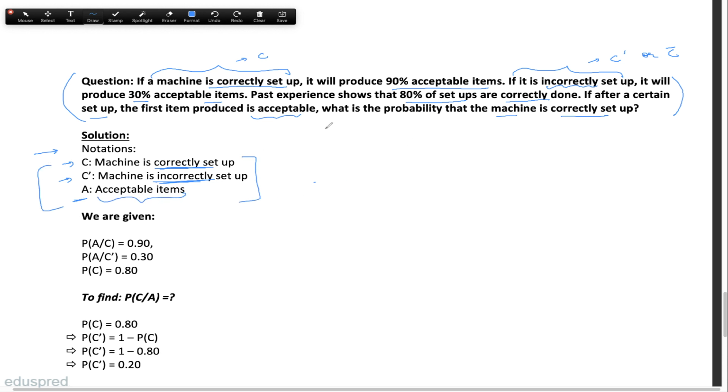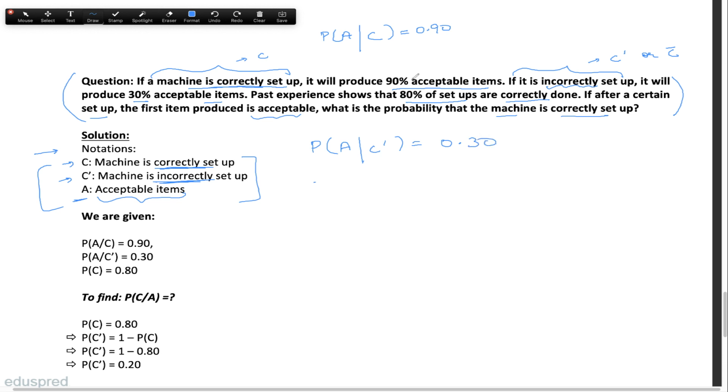Now let's see what information is given to us. If a machine is correctly set up, it will produce 90% acceptable items. That means if the setup is right, then it will produce 90% acceptable items. So the probability of producing acceptable items, given that the machine is correctly set up, is equal to 0.90. And then if it is incorrectly set up, it will produce 30% acceptable items. That means the probability of producing acceptable items, given that the machine is incorrectly set up, and the notation for incorrectly set up is C prime, is equal to 0.30.